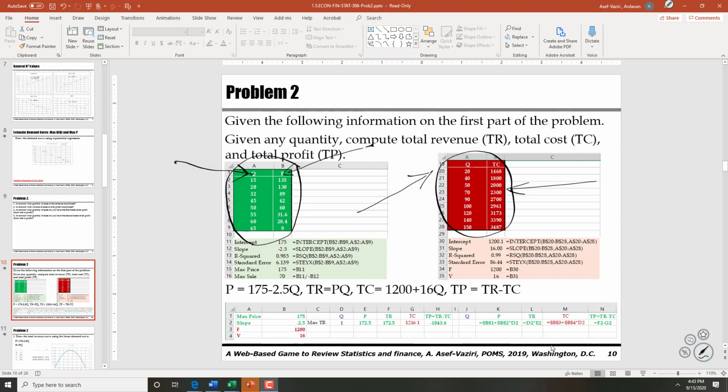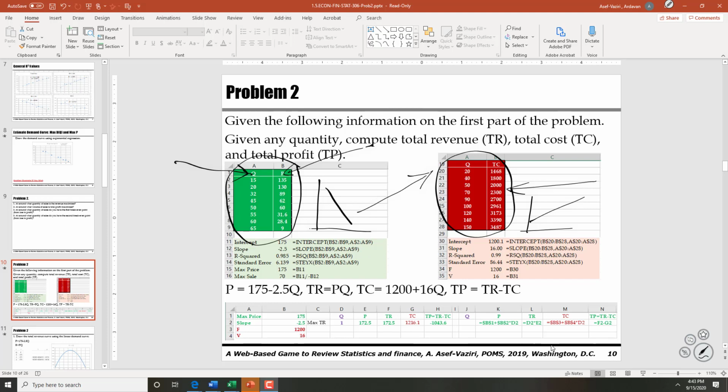I'm going to develop a regression line for this data and a regression line for these data. I'm going to find the maximum possible price, the maximum possible sales, fixed cost, and variable cost. After finding these costs using regression analysis, I'm going to find the quantity that maximizes the total revenue, and then find the quantity that maximizes the total profit.